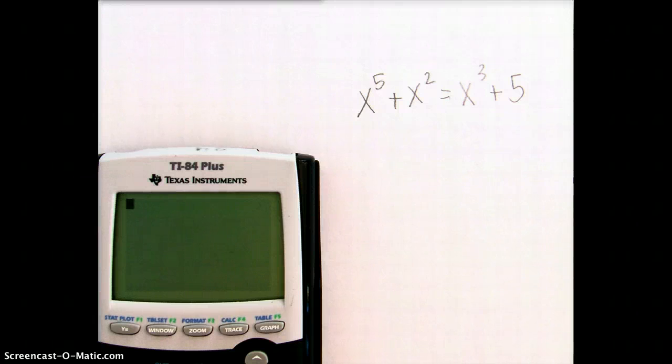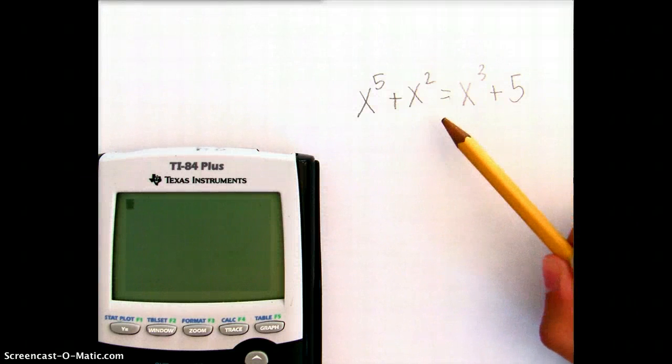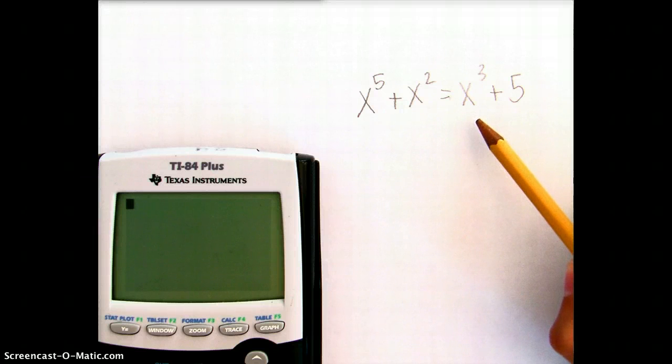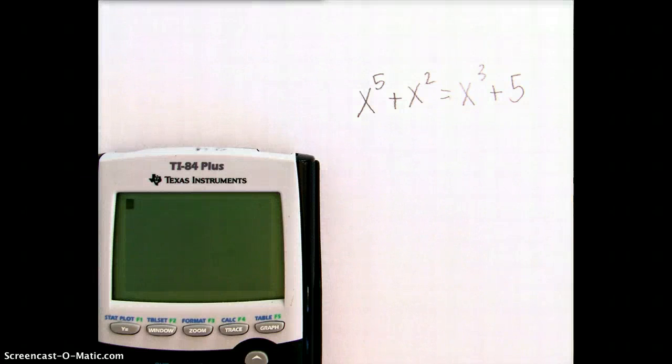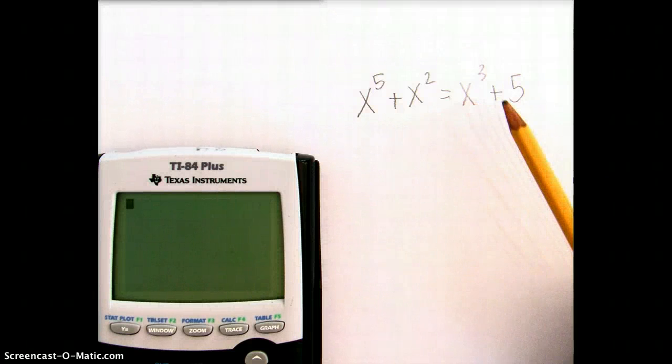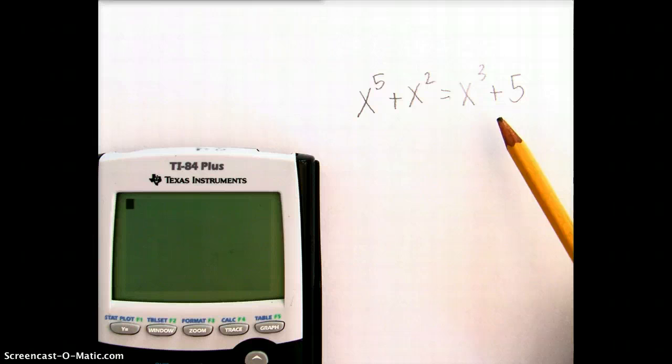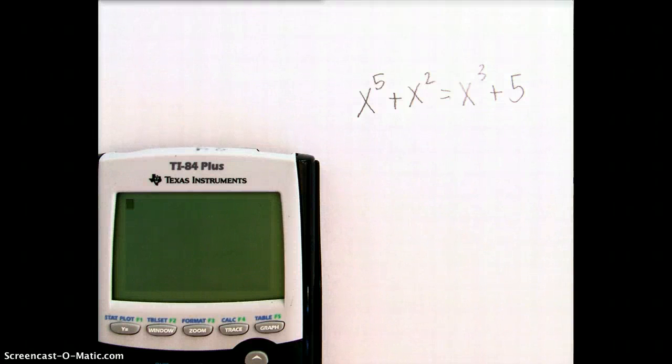So we're going to start today with the equation x to the 5th plus x squared equals x to the 3rd plus 5. This may look like a familiar equation because we did some problems similar to it yesterday where we used the intersection method and just graphed these two pieces separately. But today we're going to try to solve it using the x-intercept method.